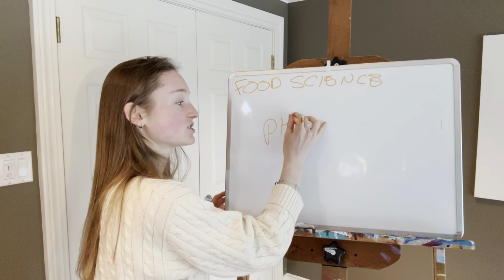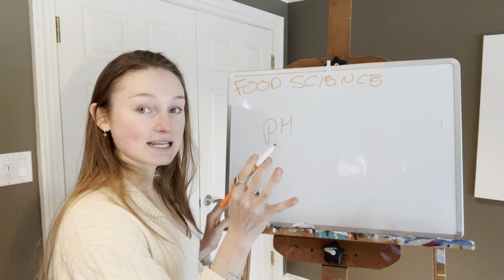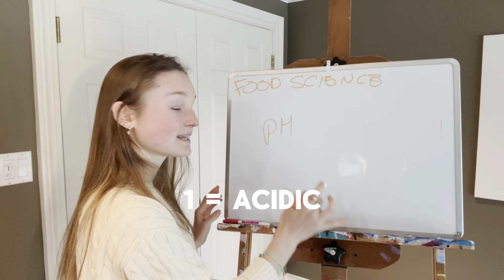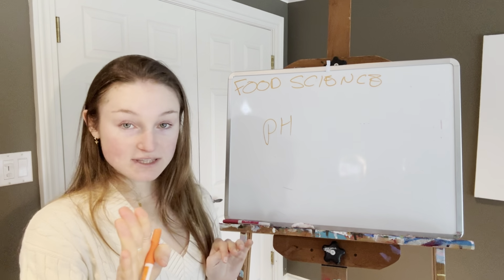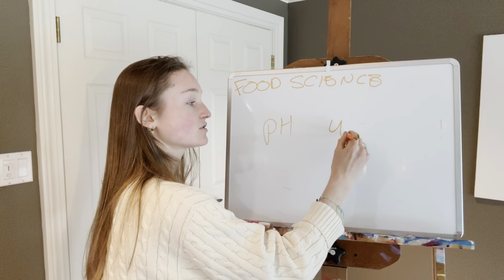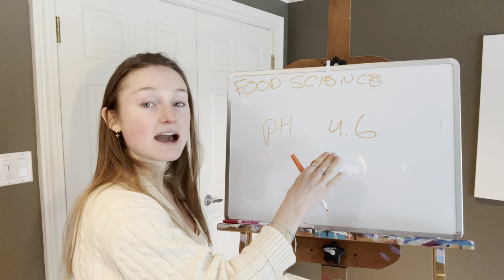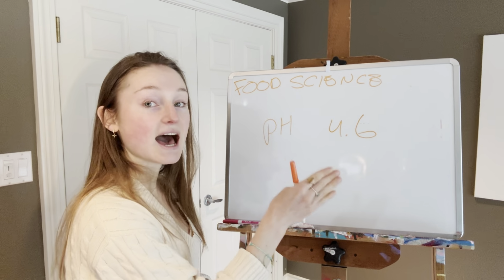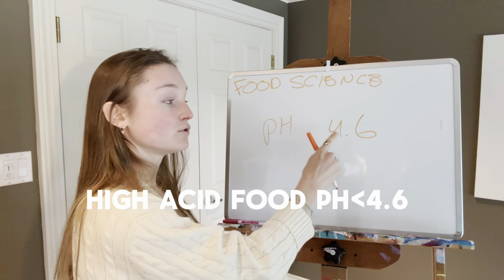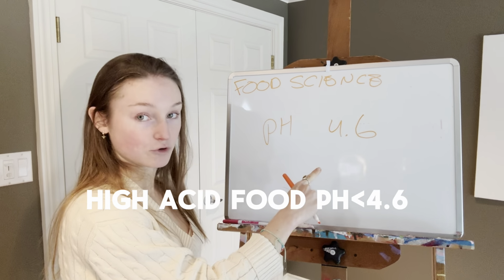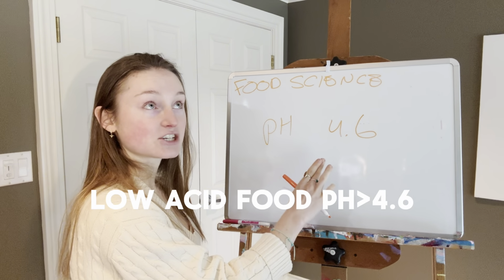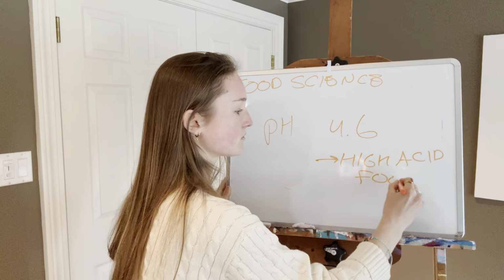First important definition is high acid and low acid food. Recall that the pH scale is a way to measure acidity. 7 is neutral, 14 is basic, 1 is acidic. In food science, we focus on pH of 4.6. This is our parameter of what is defining a low acid versus high acid food. So in food science, a high acid food is any food with a pH less than 4.6. A low acid food is any food with a pH greater than 4.6.